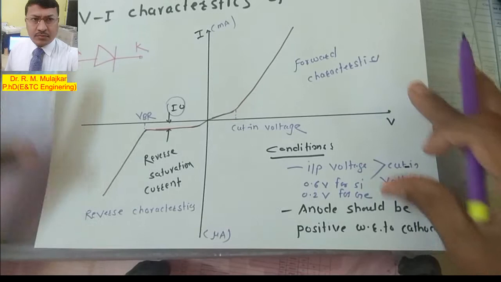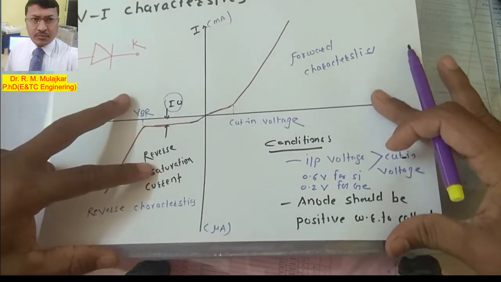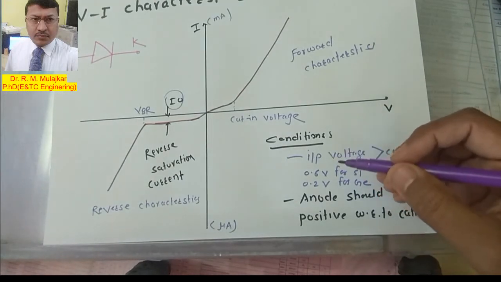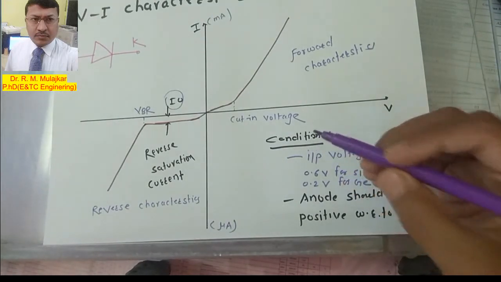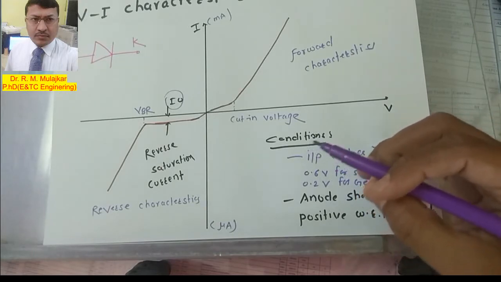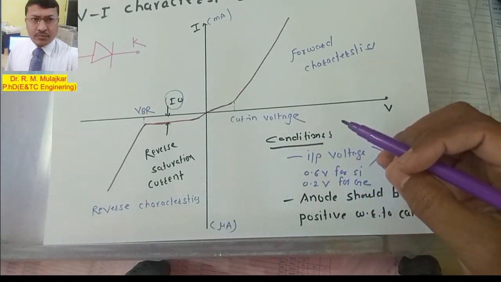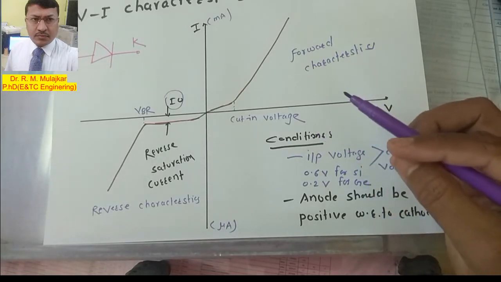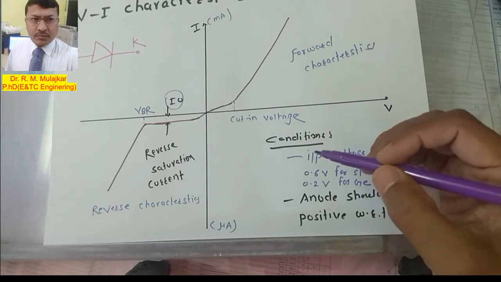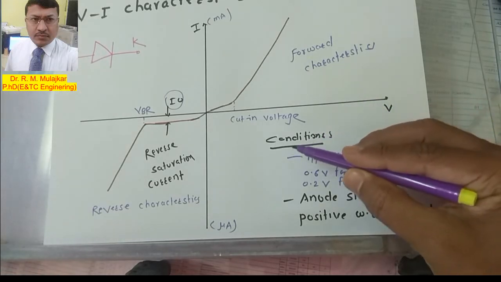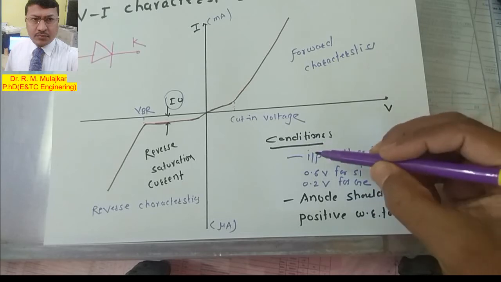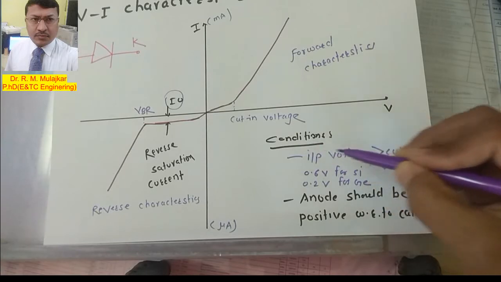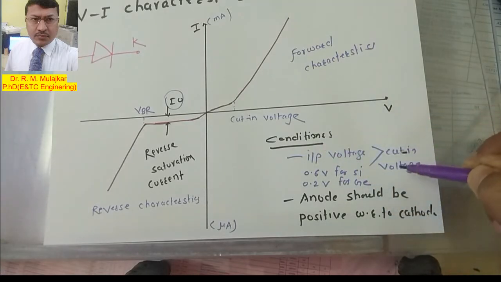Now for diodes, we have some conditions. This is very important to understand for the application of the diode as a rectifier and a switch. We just discussed diode forward biasing and reverse biasing. Forward bias means on, reverse bias means off. To turn on a particular diode, I should satisfy two conditions. The input voltage should be greater than or equal to the cut-in voltage.